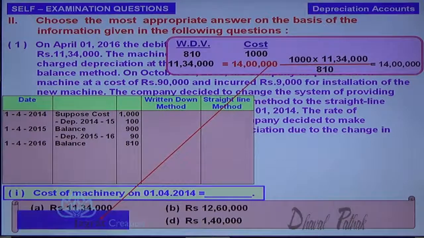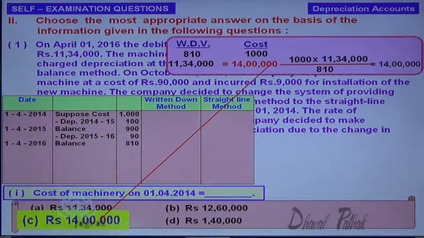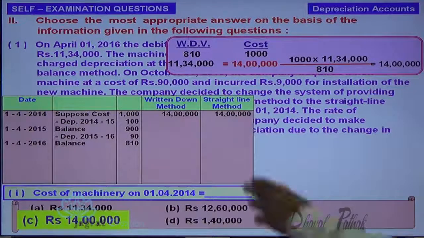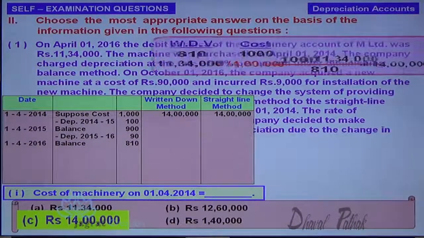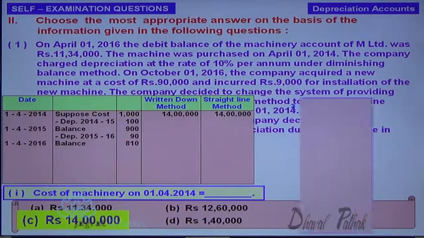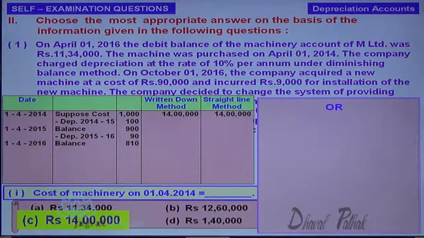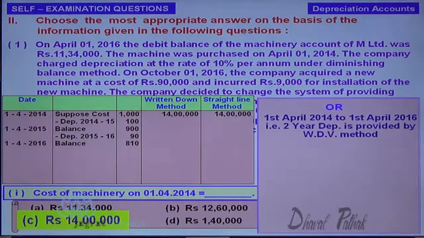Now I want to show you an alternative way to find out the same answer. I prepared a working for the following questions. This is an alternative method to get the answer of 14 lakhs. You know that 1st of April is the purchase date. You are given the written down value on 1st of April 2016. So 2 years depreciation has been provided by the diminishing balance method.